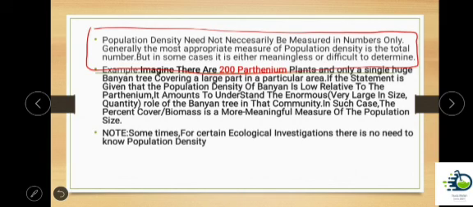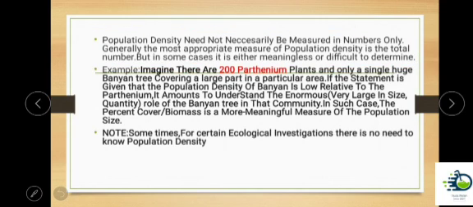Generally, the most appropriate measure of population density is the total number, but in some cases it is meaningless or difficult to determine. For example, consider 200 Parthenium plants and only one huge banyan tree covering a large area. The statement that the population density of the banyan tree is low relative to Parthenium is misleading.